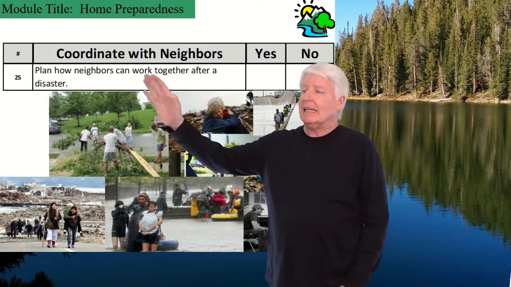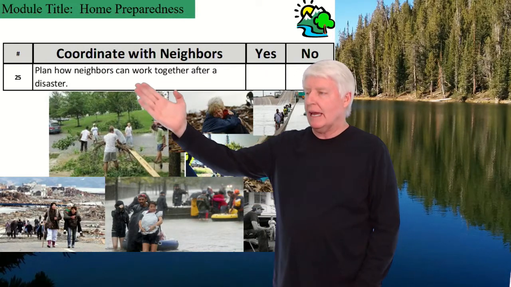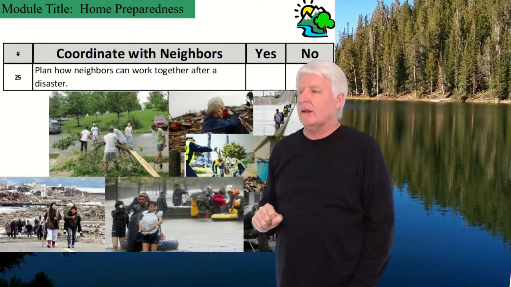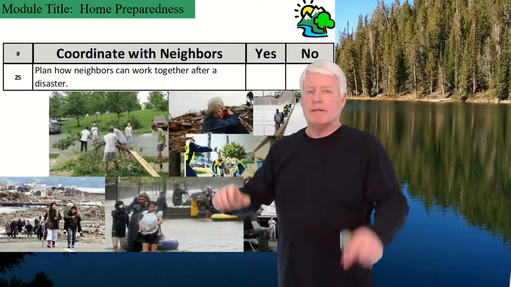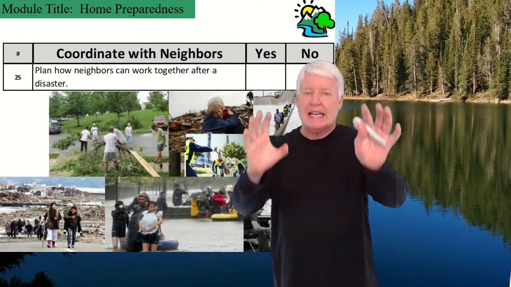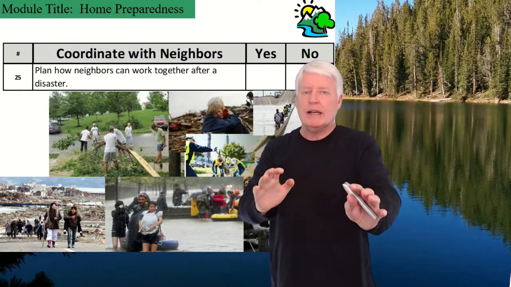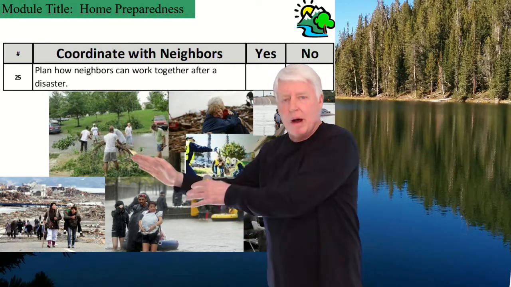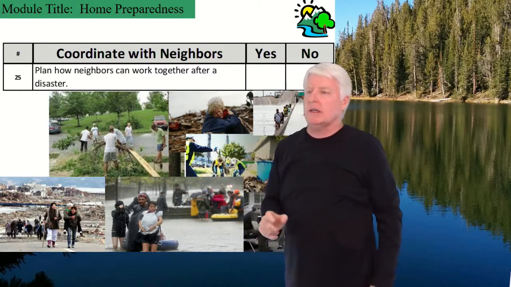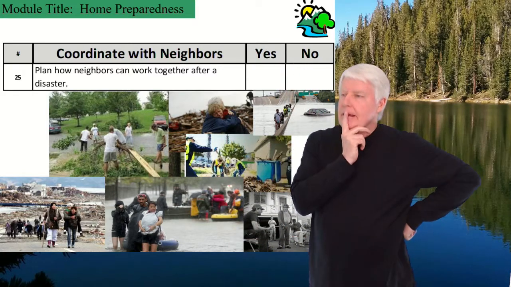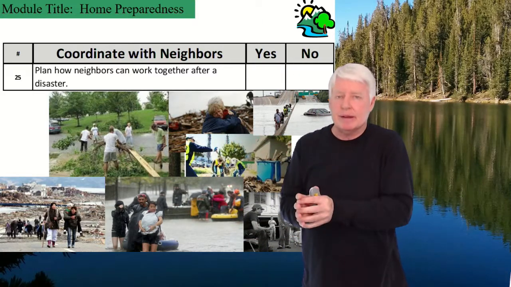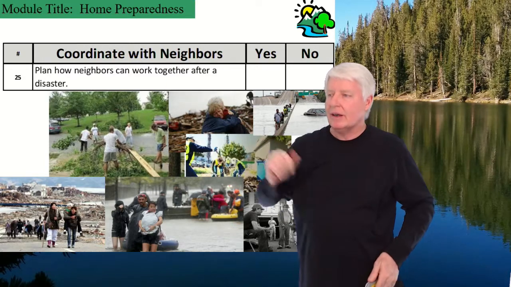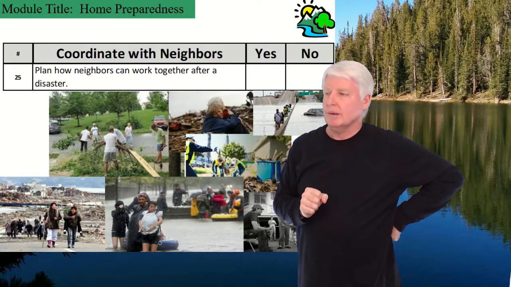All right, and finally, the last step is coordinate with neighbors. Plan how neighbors can work together after a disaster. But first, the most important thing, take care of yourself. After you've got yourself taken care of, then we'll go help all the neighbors, okay? That's the way it's supposed to go. If everyone is good at taking care of themselves, and when we all get together, there won't be as much work to do, and not as many people injured, etc.